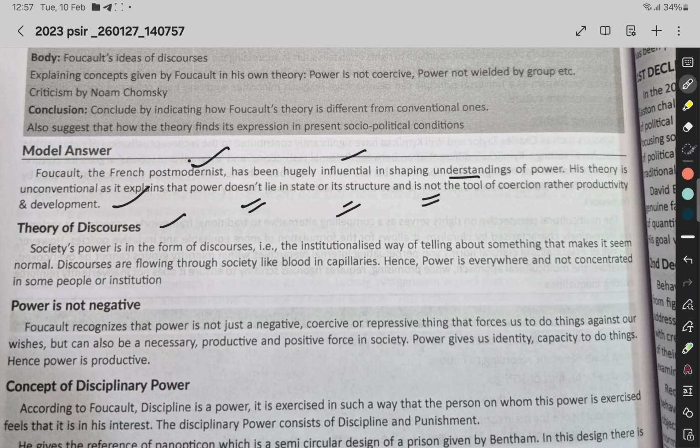Theory of discourses: society exercises power in the form of discourses, that is, the institutionalized way of talking about something that makes it seem normal. Discourses flow through society like blood in capillaries. Hence, power is everywhere and not concentrated in some people or in some situation.